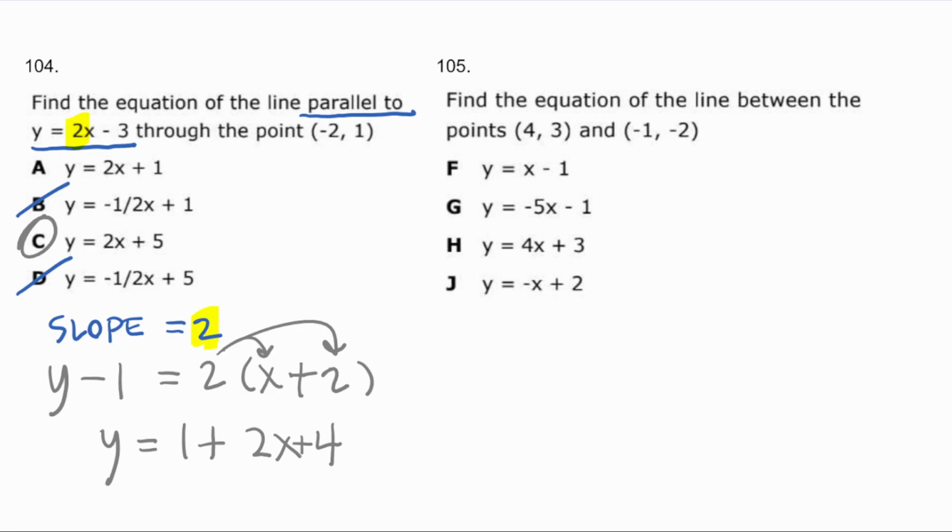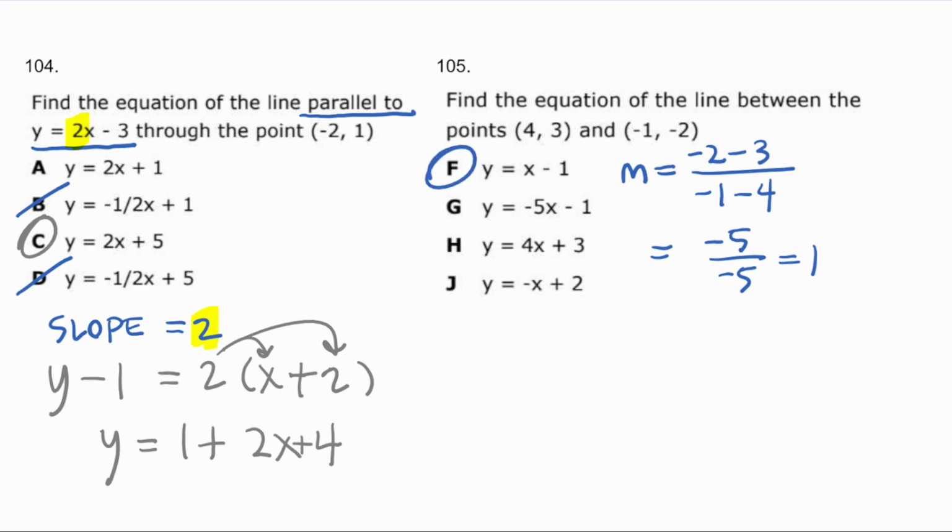And if we find the equation of the line between the points 4, 3, and -1, -2, I'm probably going to start by computing the slope using the old-fashioned rise over run formula. So y2 minus y1 over x2 minus x1. And I've got -5 over -5. That's going to be 1. So I'm looking for a line with slope 1. I'm only seeing one of them, and there we go.